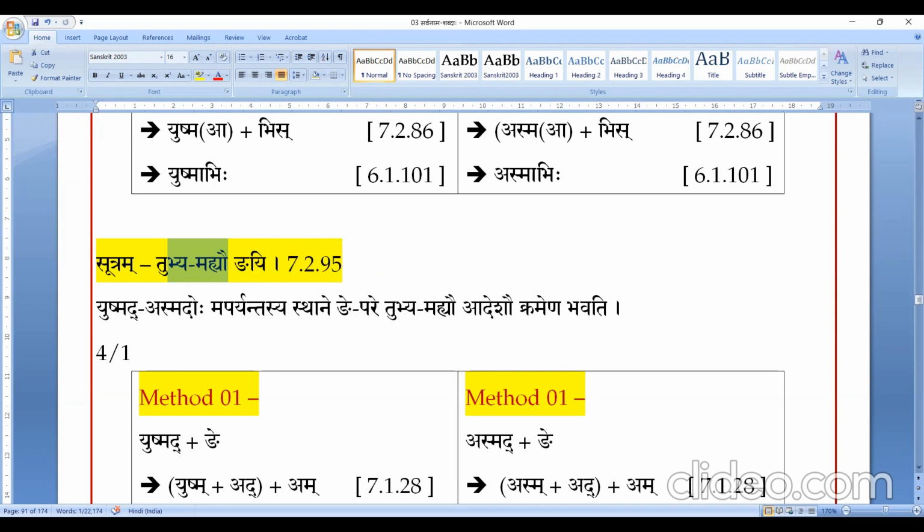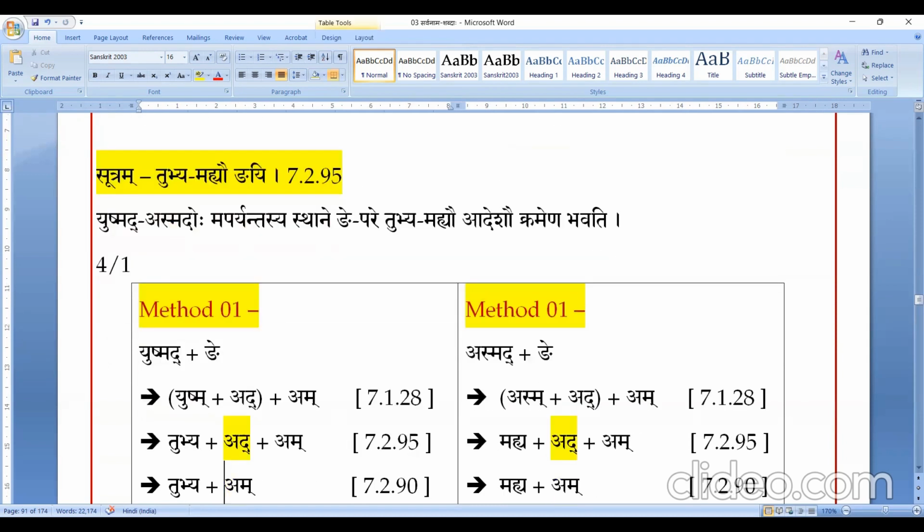How can it be chaturthi? Don't see, 4-1 is different. So don't see this. Tubhya maghya is the adesha. Yushmadasmadoho sthane, maparyantasya yushmadasmadoho sthane, tubhya maghyo adesho bhavataha. Like ramaha, ramo. Right? Tubhya is the adesha in the place of maparyantasya yushmad shabda, and maghya is the adesha in the place of maparyantasya asmat shabda. Understand? So pratama vibhakti dvivachanam. When does it happen? Nye pratyaya pare. Of course, nye will be replaced by am also. Right? Nye pratamayoram.